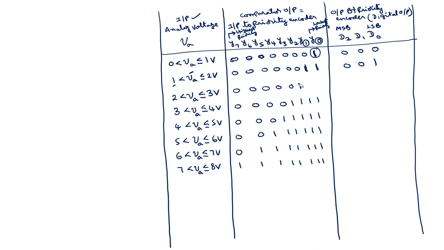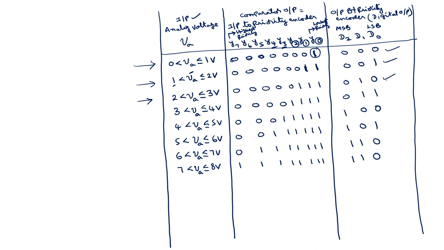So in this case, both are 1s. Three inputs are 1, so Y2 will be encoded, because among these three, Y2 is having largest priority. So the binary equivalent will be 010. Now here Y3, 3 means 011. Here Y4, 4 means 100. Next 5, next 6, next 7. This is how we can convert this voltage range into 000, this voltage range into 001, this voltage range into 010, and so on. So the given analog voltage is converted into corresponding digital output.